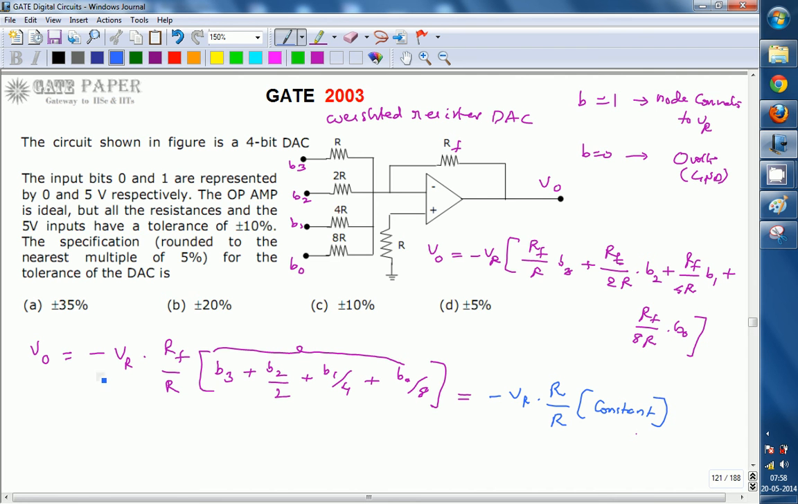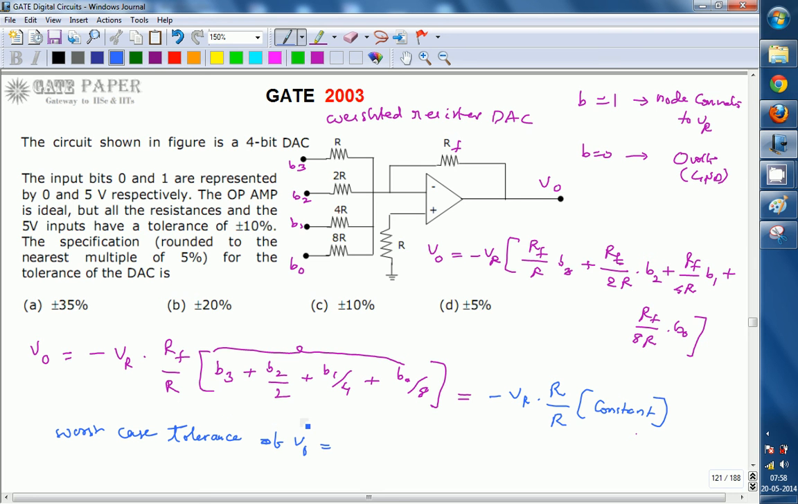So we go with the worst case tolerance, the maximum tolerance of V0. We remove this minus because we are only considering the tolerances, not the magnitude. Tolerance is nothing but the change in the output values. Maximum tolerance is nothing but the numerator changing by plus 10% and the denominator changing by minus 10%.